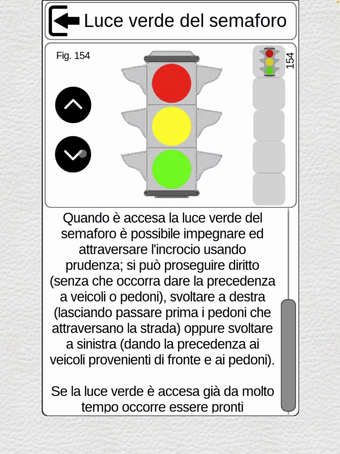Luce verde del semaforo. Luce verde means green light at traffic.